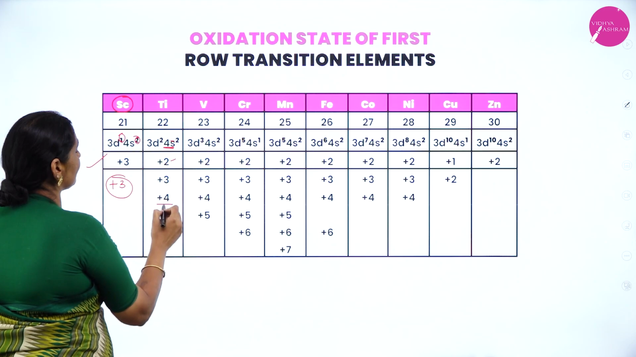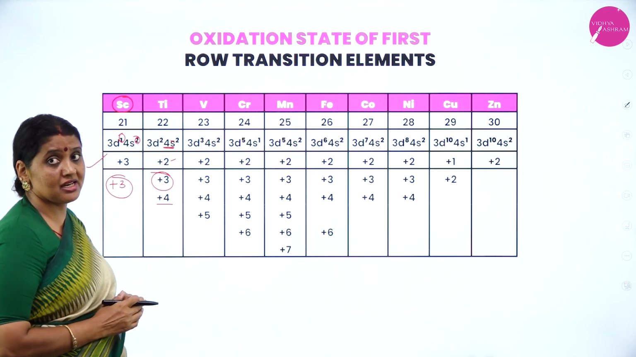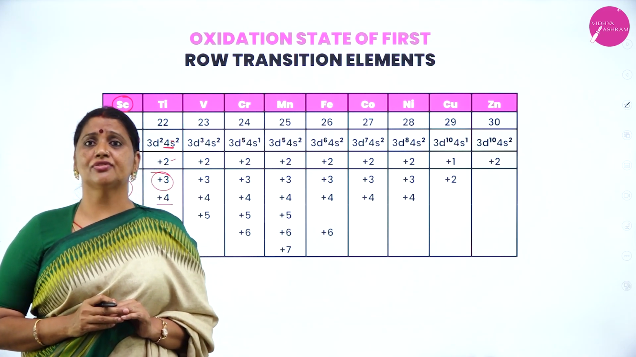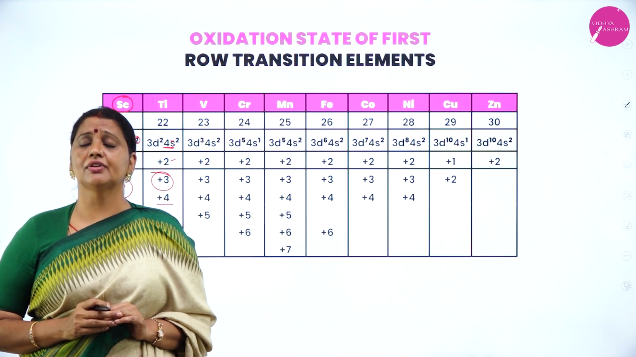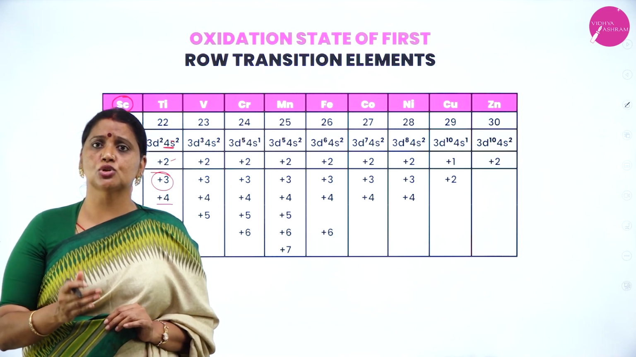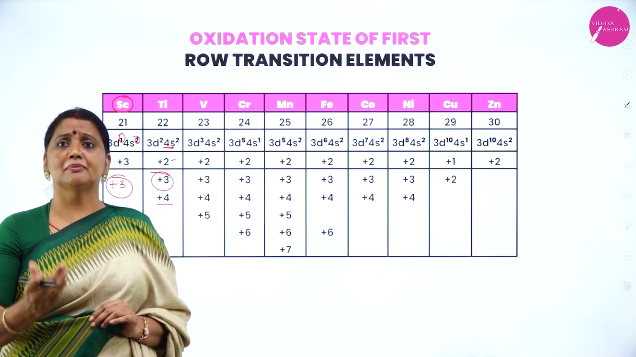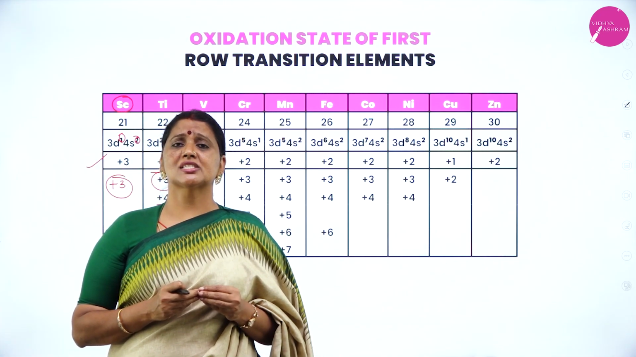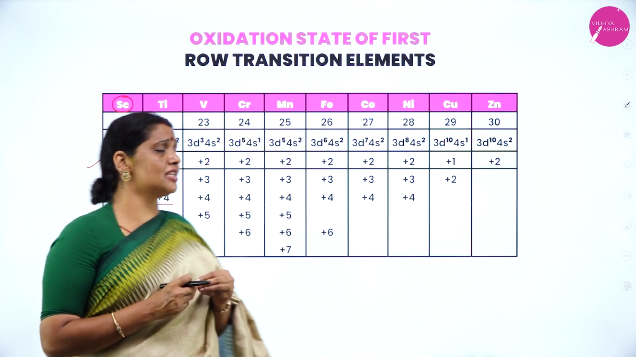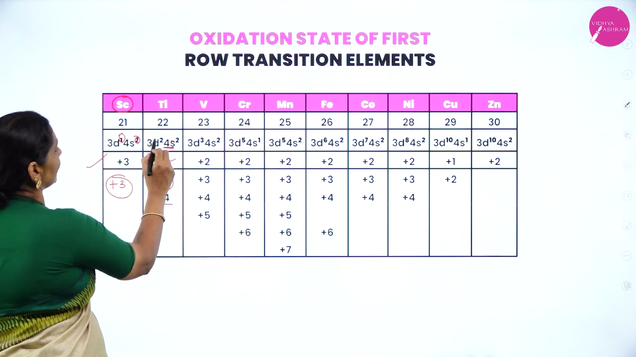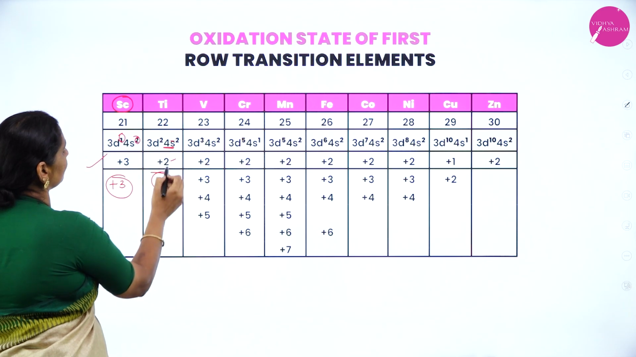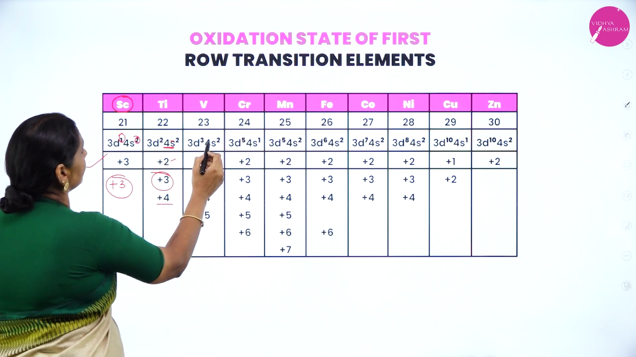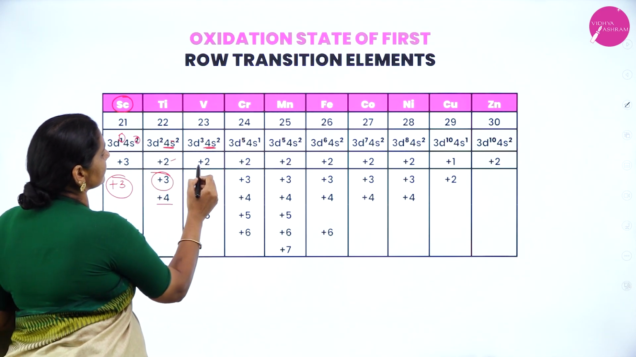In between plus 2 and plus 4, there comes which one? Plus 3. Therefore, what's the oxidation state of titanium? The oxidation state of titanium: minimum is plus 2, maximum is plus 4, in between it is plus 3. How can you say the minimum oxidation state is plus 2? Because the number of electrons present in 4s is 2 and the total number of electrons present in 3d and 4s is what? 4.